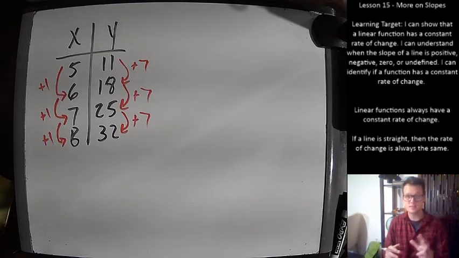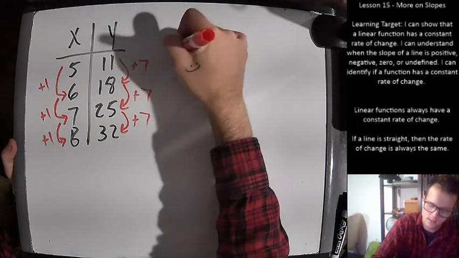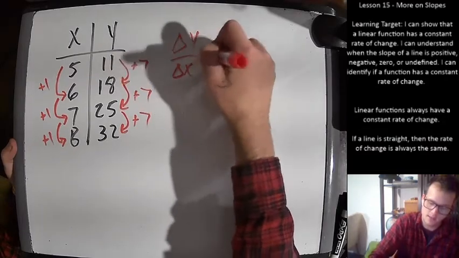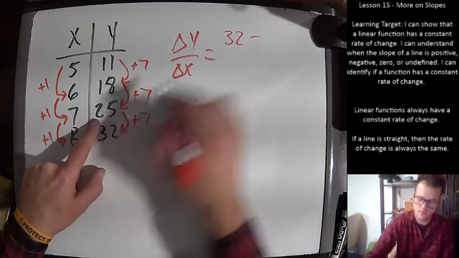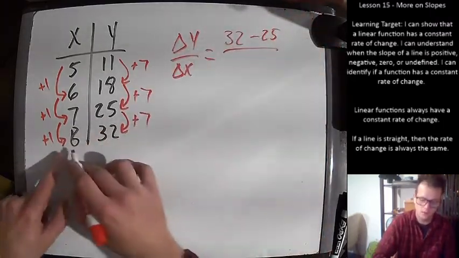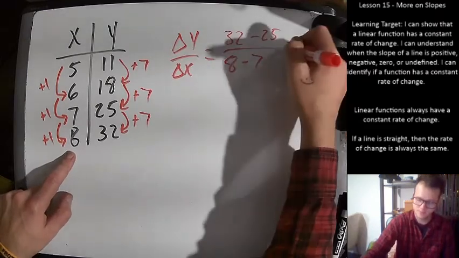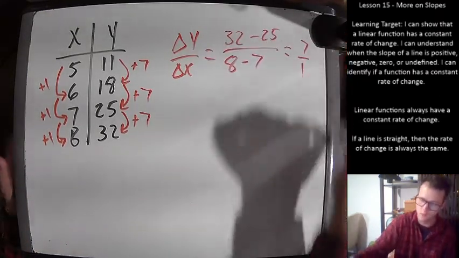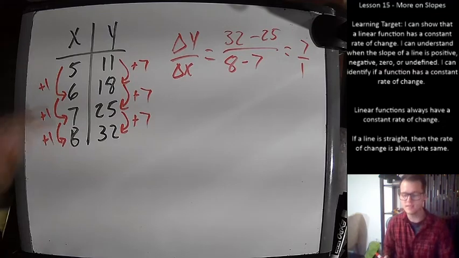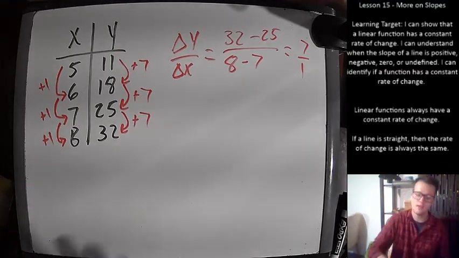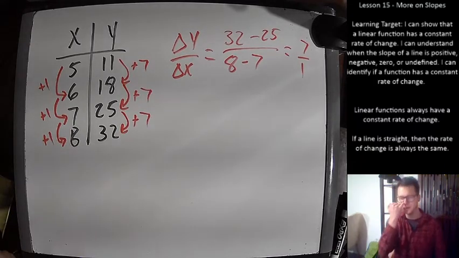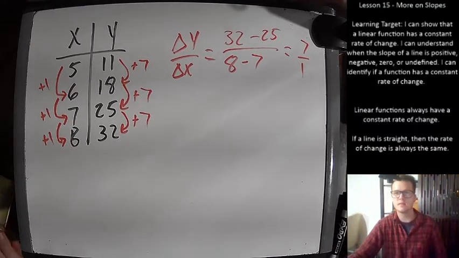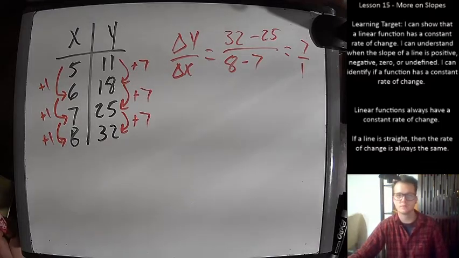And if you aren't convinced by this little trick here, you can absolutely use the slope formula, delta y over delta x. So when we do that, we would just take the greater y value, in this case 32, minus the next y value, 25, over 8 minus 7. When we do that, we end up getting 7 over 1, and we could do that for all of these points and find that the constant rate of change is 7, but we basically already did that right here. So this particular table, the data here, is a function with a constant rate of change.